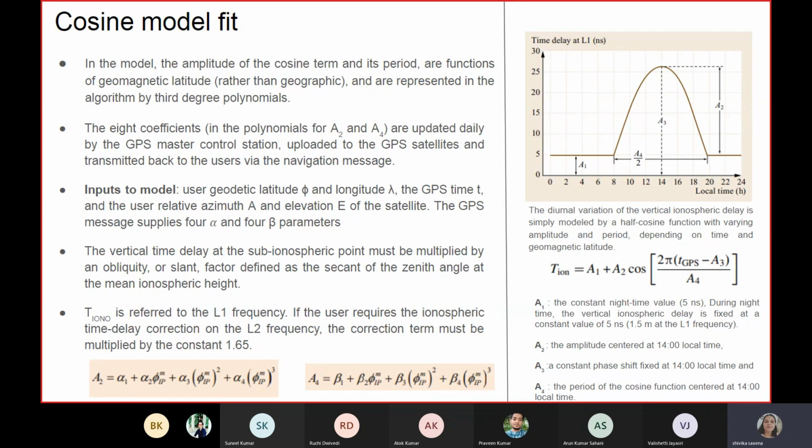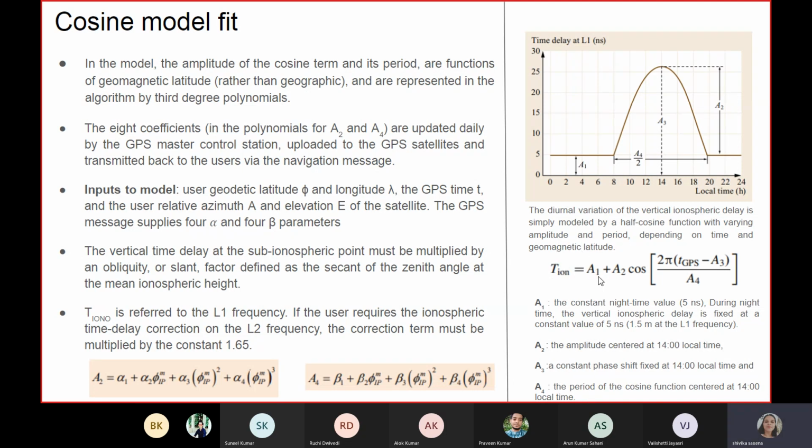We are modeling the diurnal variation. Diurnal means how the variation happens with the time of the day. The diurnal variation of the vertical ionospheric delay is simply modeled by a half cosine function with varying amplitude and period depending on time and geomagnetic latitude. You can see on the axis we have time delay with respect to local time, how this vertical ionospheric delay is changing. This is modeled using 4 constants A1, A2, A3 and A4, of which A2 and A4 are of significance. We will see how.